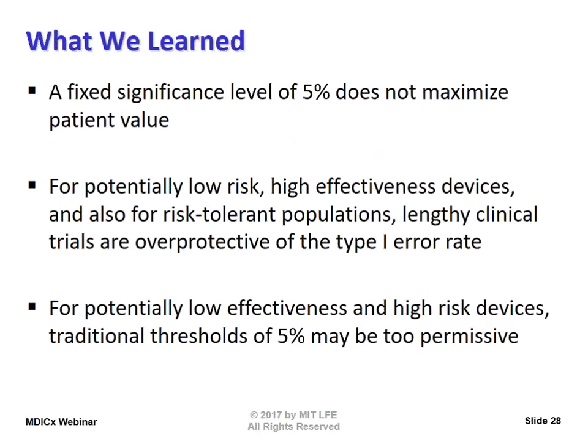On the other hand, for devices that aren't expected to provide substantial benefits or might be expected to have higher levels of risk, then the traditional thresholds of 5% may be too permissive. And so in this case, the larger chance of approving an inferior device might actually not be justified by the expected benefits.